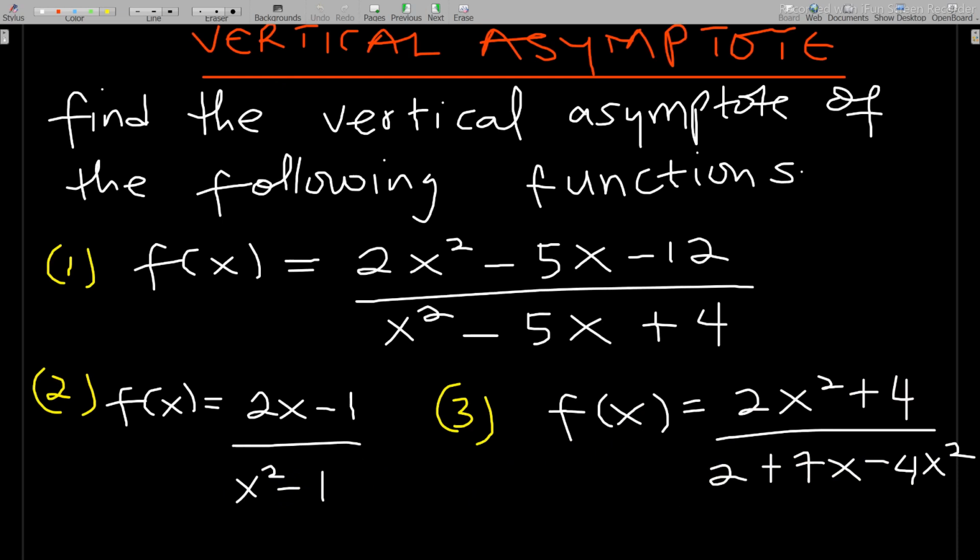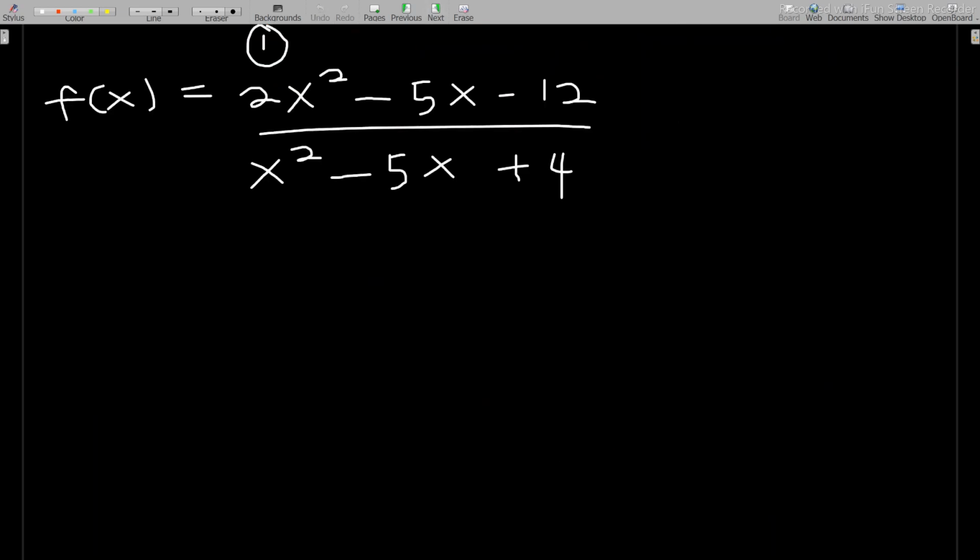So we have these functions. The first one is f of x equals that, the second is f of x is this, and the third is that. Okay, so let's go ahead and solve it for the first one. With the vertical asymptote, I first said that what you have to do is make sure that the common factor between the numerator and denominator is 1. You can see that this is of the form p of x over q of x. Okay, it's just a rational function.